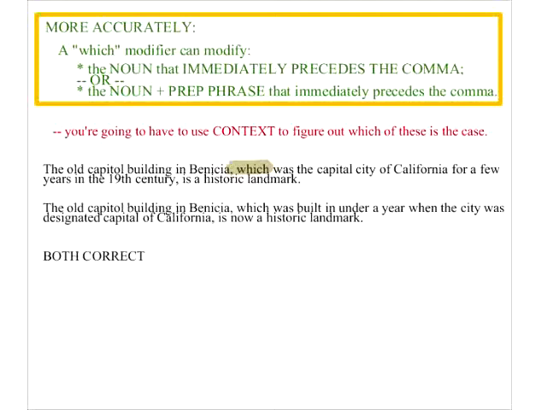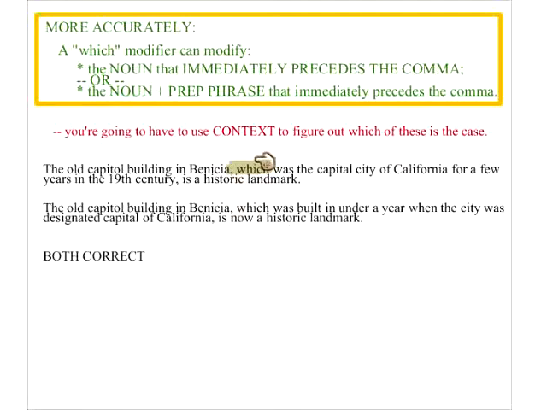Okay, we've got a couple of people saying building. Remember that when you read, you need to understand the context of the sentence. So the context of the sentence here is that Benicia was once the capital of California. Actually was, if any of you know California. It's like this little out-of-the-way town now, but it was capital for a while.